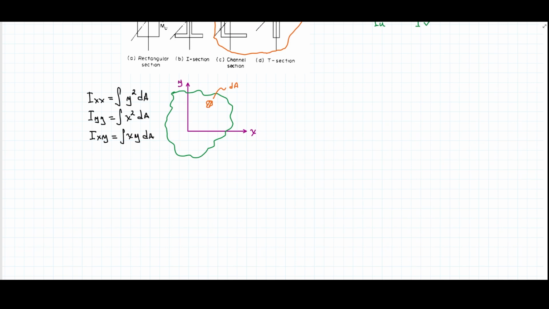Then I can have, what would be a good color to put it? Maybe blue. Yeah. Well, the position of the vertical distance where this differential area is located, I can measure it like this, and this is going to be y, and the horizontal distance is going to be something like this. This is going to be x.